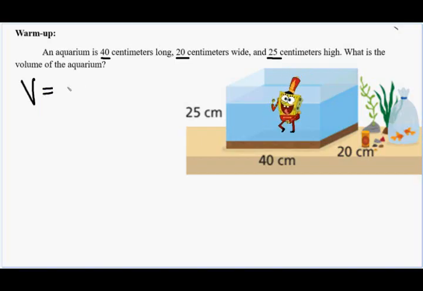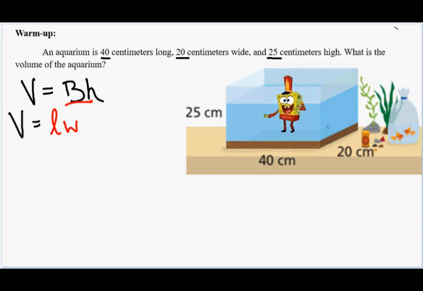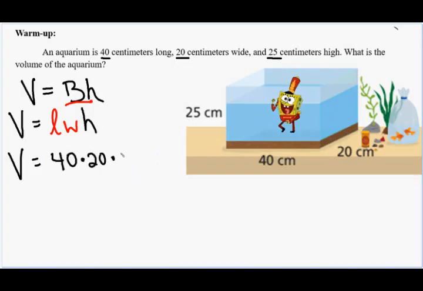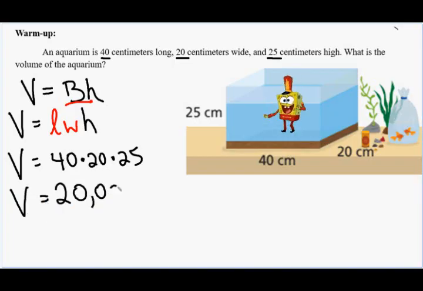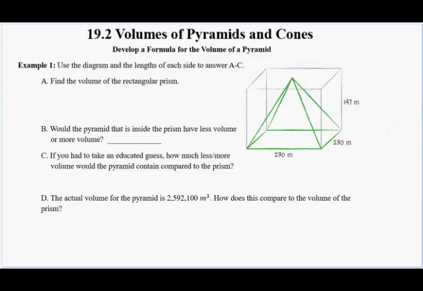Remember, our general formula is area of the base times the height. And since it's a rectangular prism, we can replace the base with length times width and then multiply that by the height. So if I plug in the numbers from the picture, we're going to have 40 times 20 times 25, and the calculator spits out the answer of 20,000, and we would attach the units centimeters cubed. All right, and today we're looking at pyramids and cones.